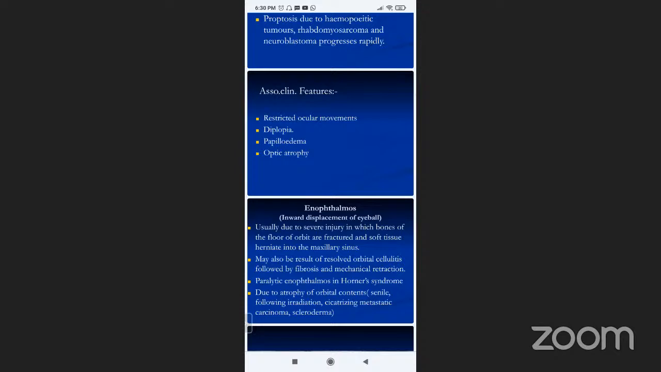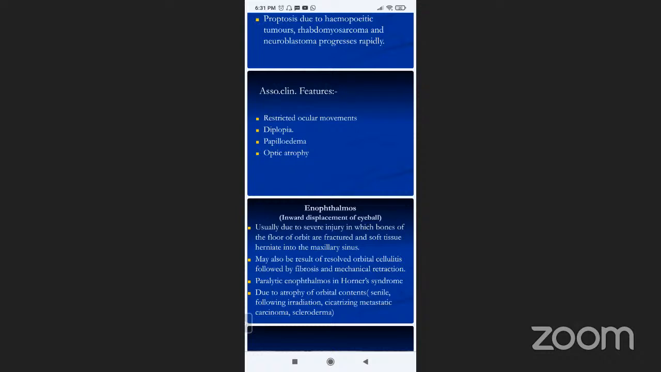So, enophthalmos is inward displacement of the eyeball, usually due to severe injury in which bones of the floor of the orbit are fractured and soft tissue herniates into the maxillary sinus. It may also be the result of resolved orbital cellulitis, which is followed by fibrosis and mechanical retraction. That is fibrosis of the orbital contents, and retraction leading to a falling back of the eyeball. Then paralytic enophthalmos is seen in sympathetic palsy, that is Horner syndrome.